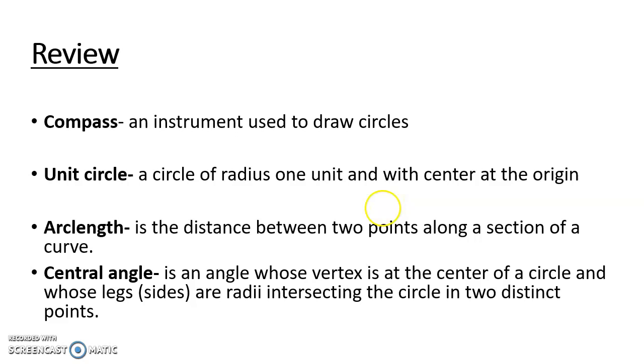Review. Compass, an instrument used to draw a circle. And unit circle, a circle of radius 1 unit and with center at the origin. Arc length is the distance between 2 points along a section of a curve. Central angle is an angle whose vertex is at the center of a circle and whose legs or sides are radii intersecting the circle in two distinct points.